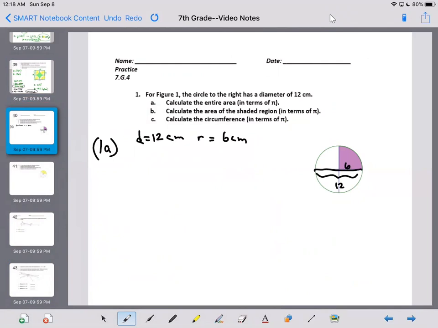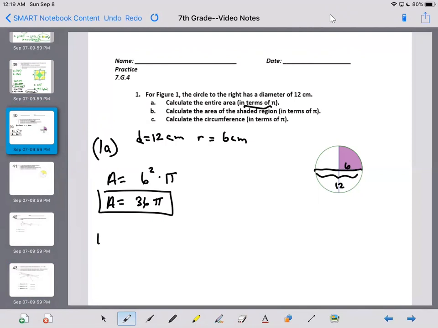So the area of the entire circle would be 6 squared multiplied by pi, or 36 pi. So that's the entire area for 1a in terms of pi. That's what that means, in terms of pi. That means we have pi in our answer.